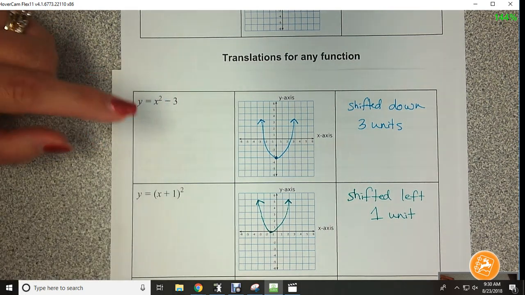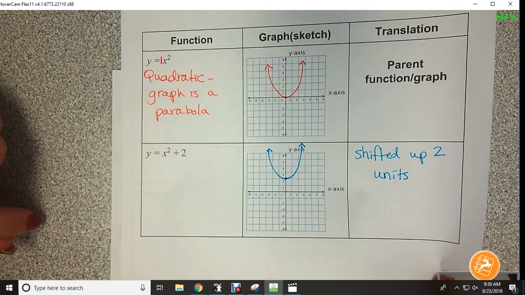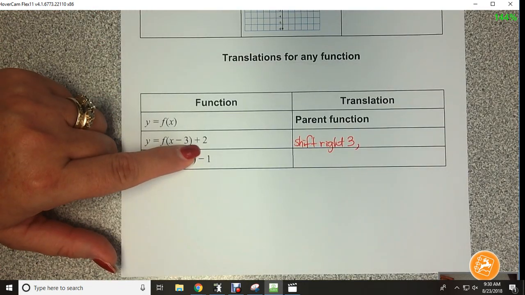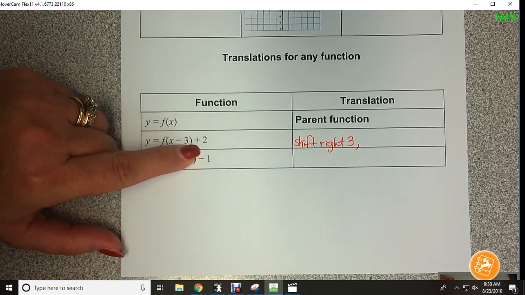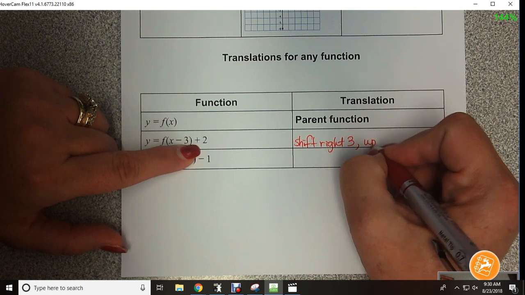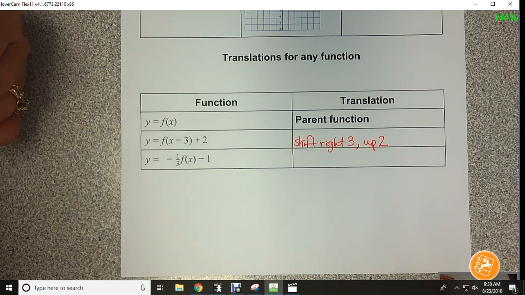When it was a plus 2, it shifted it up. So this is a plus 2 that comes after the parent function, so that is going to make it also shift up 2. And this is for any function. It doesn't have to be a parabola. It can be anything. And we're going to talk more about this on the next page.